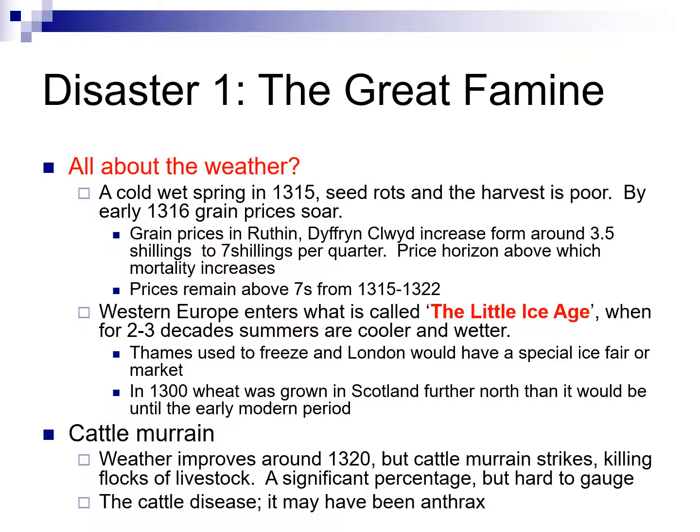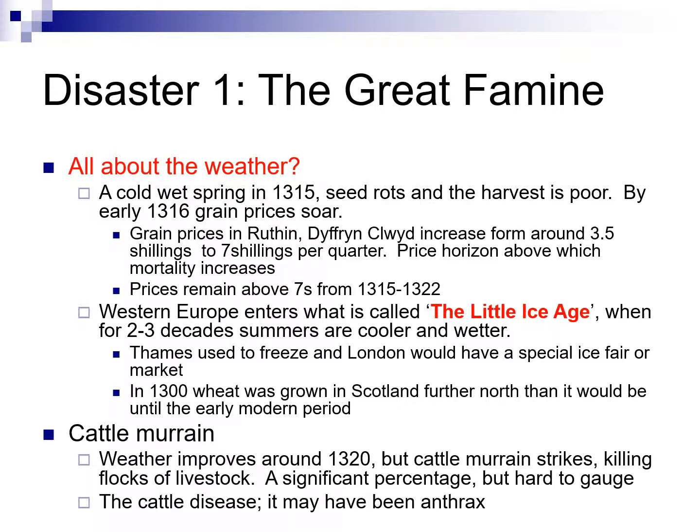Now, this is the price horizon above which we begin to see increased mortality associated with grain prices. So we know statistically that if grain increases to more than 7 shillings per quarter, we begin to see more people paying inheritance tax, for example. And this allows us, as a proxy measure, to see increased mortality.